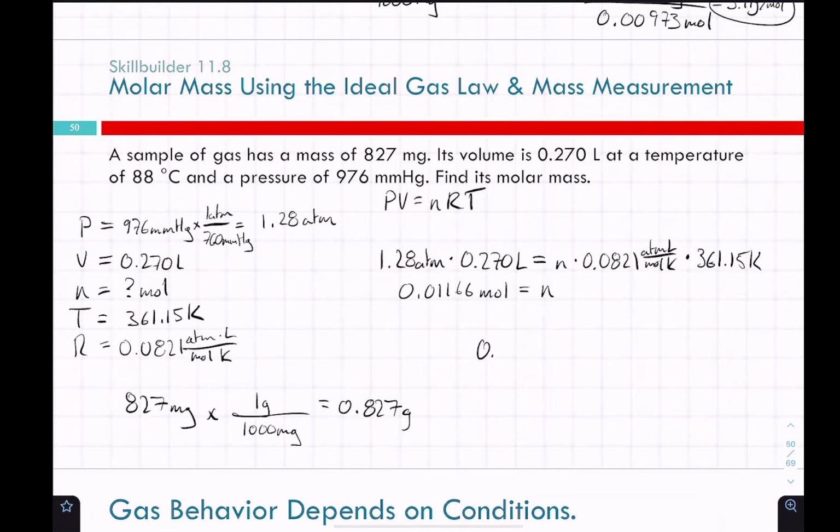So 0.827 grams divided by 0.01166 moles is 70.9 grams per mole.